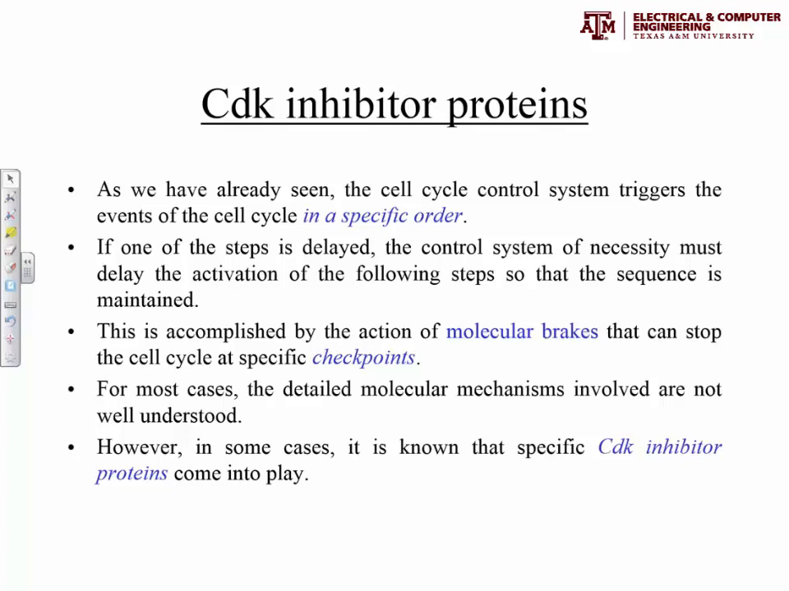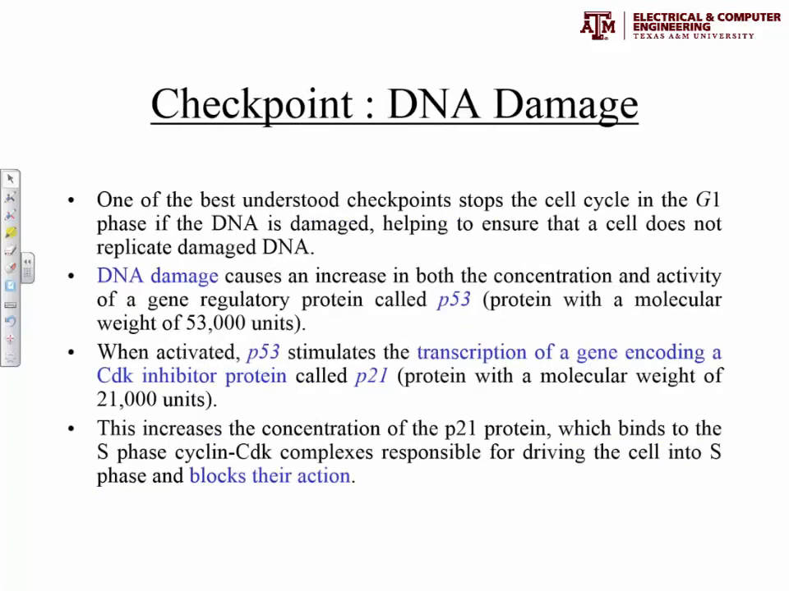For most cases, the detailed molecular mechanisms involved are not well understood. And again, the caveat here is that by now maybe they are well understood, because even the other day somebody got a Nobel Prize for figuring out the circuit in the GPS in the brain, okay? So people are working on these things, but from the time that I made the notes, they were not well understood. Maybe some of them are beginning to be understood. I don't know. However, in some cases we do understand, and we know that specific cyclin-dependent kinase inhibitor proteins come into play. Proteins which block the activity of the cyclin-dependent kinases come into play. And there are a few good examples of that.